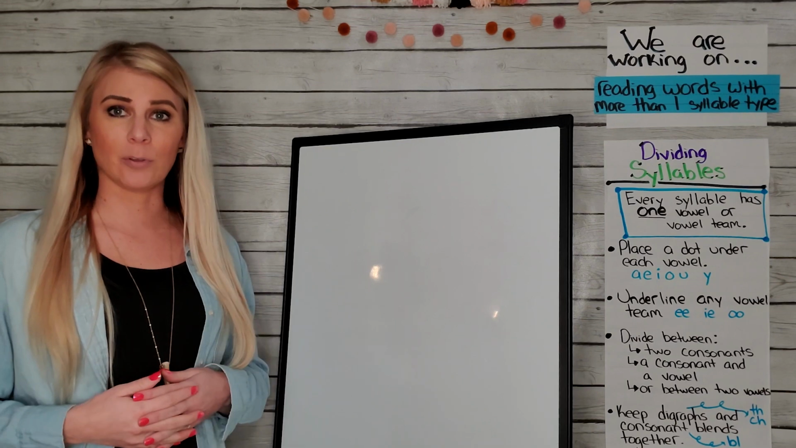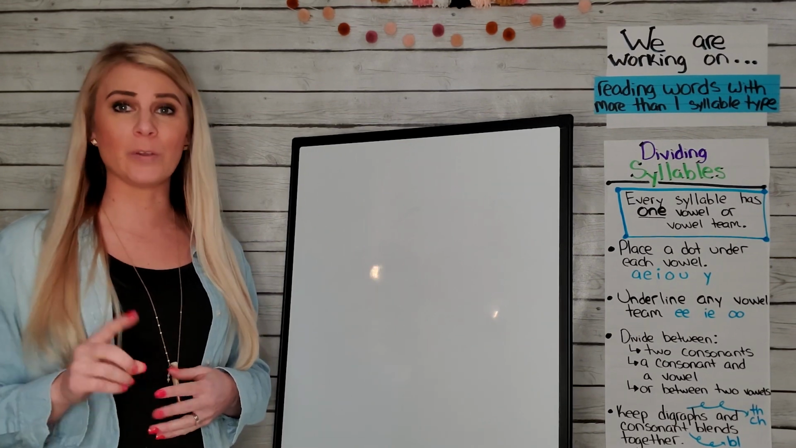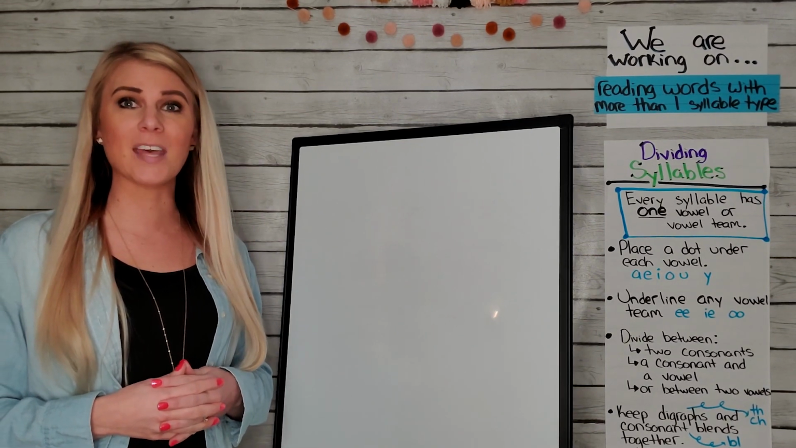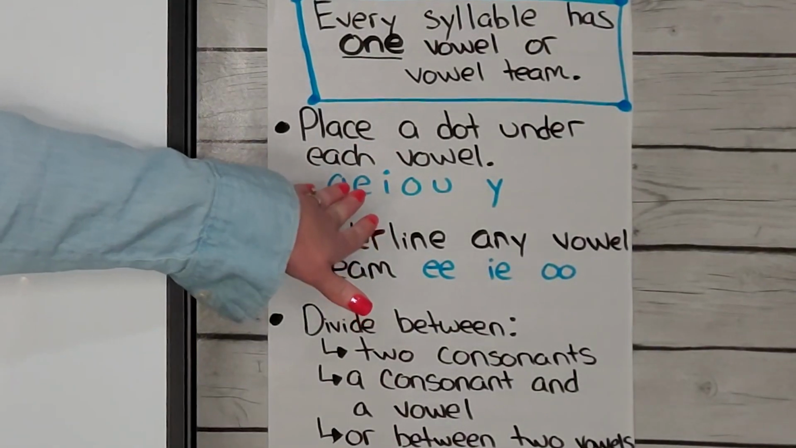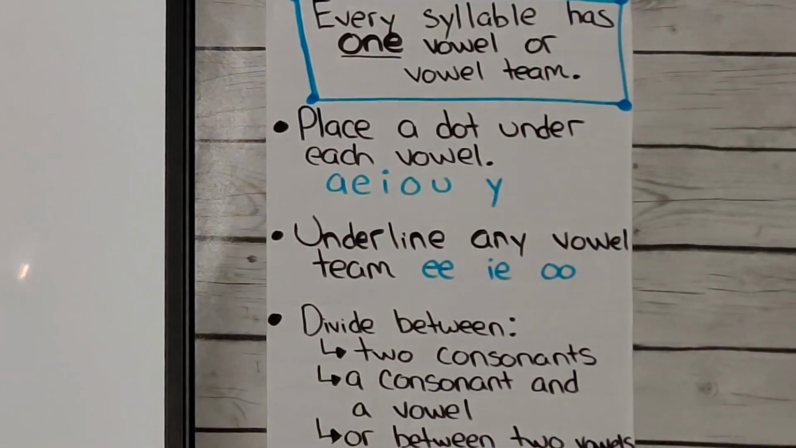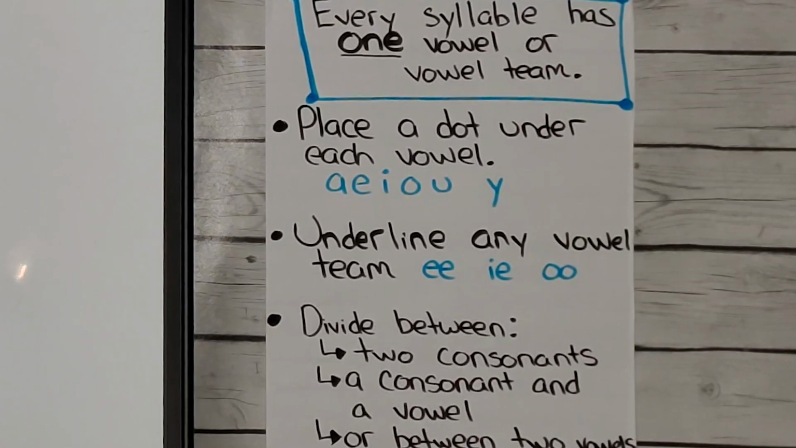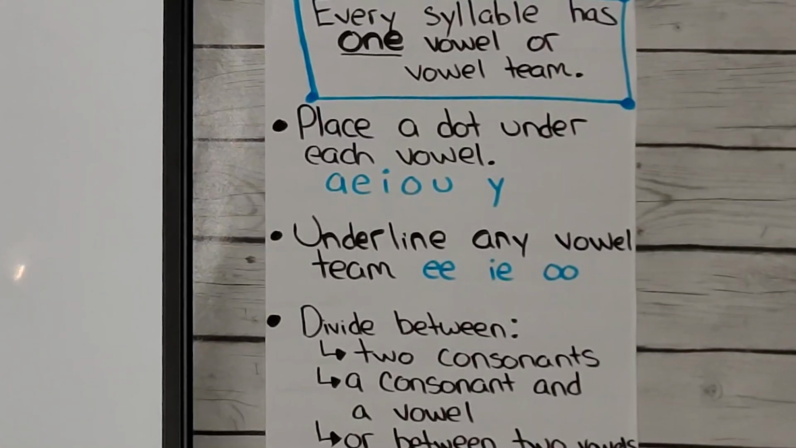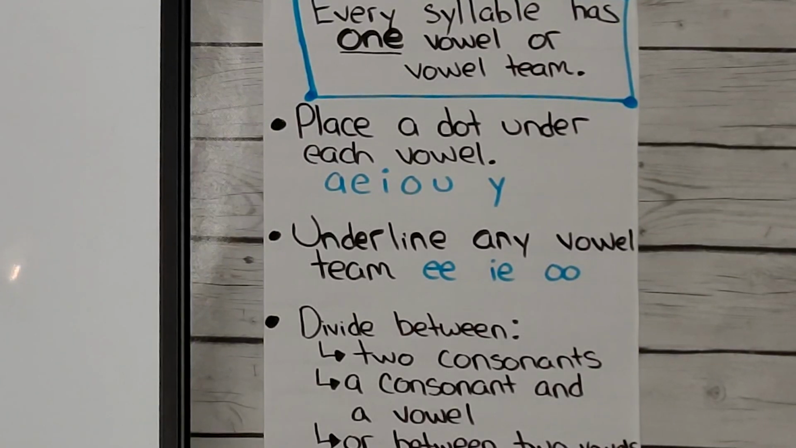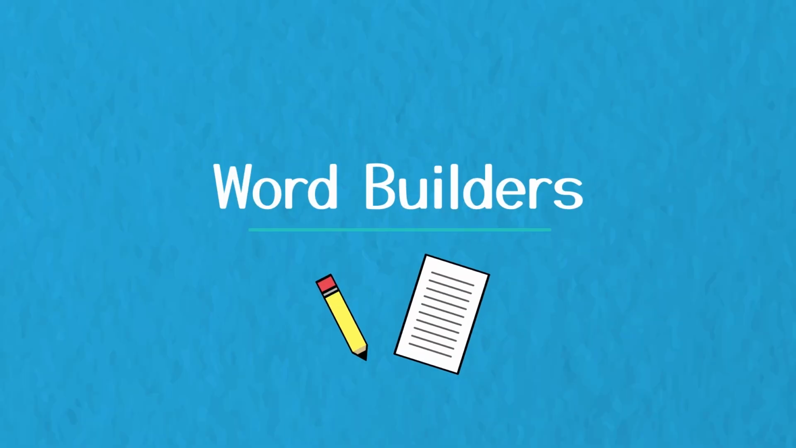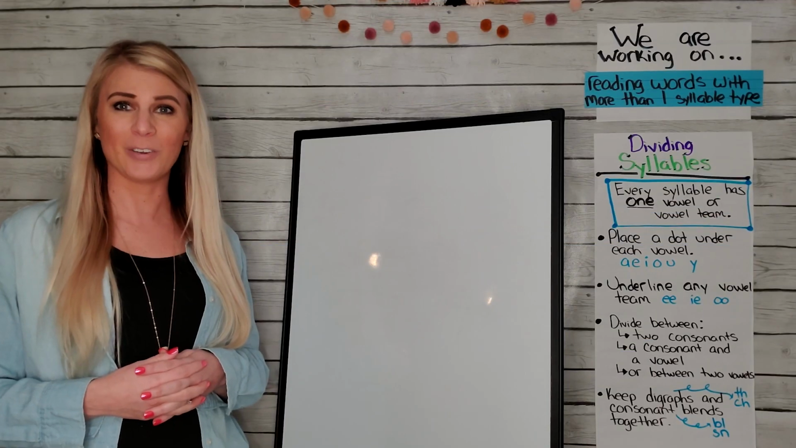Remember, every syllable has one and only one vowel in it. Our vowels that make the vowel sounds in those syllables are A, E, I, O, U, and oftentimes the letter Y. Sometimes a syllable will have more than one vowel, but they'll always work together just to make one vowel sound. Our goal today is to learn how to read words with more than one type of syllable in them. Are you ready to get started?